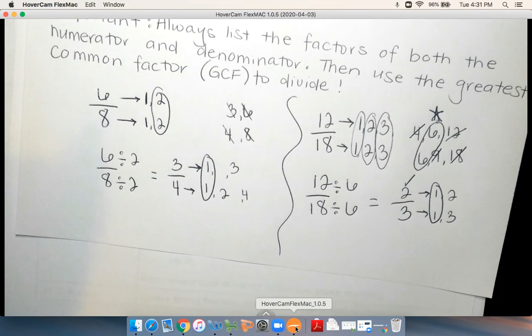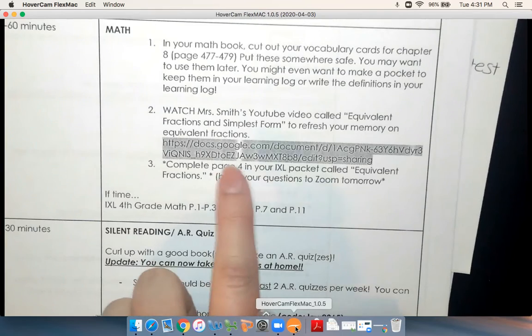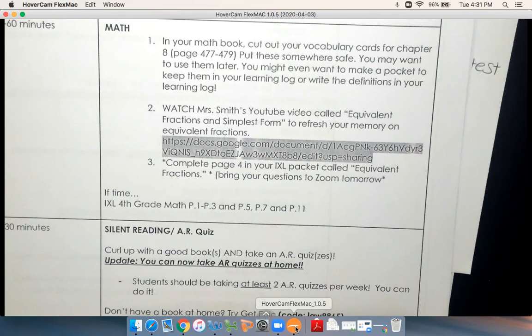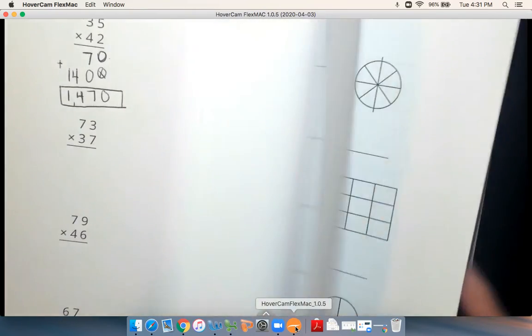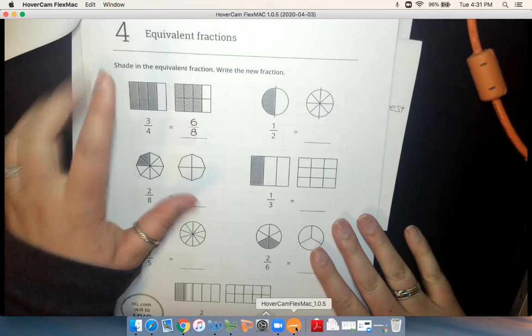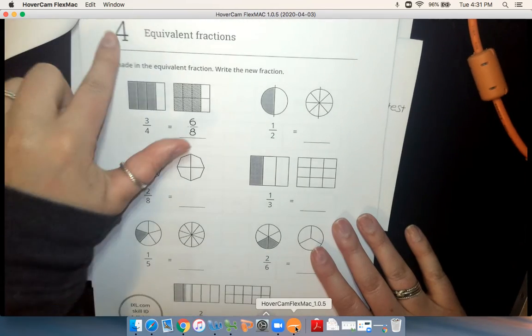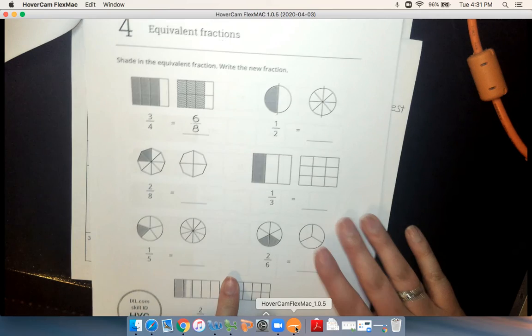Okay, your job now is to go on your IXL packet and do page 4 called equivalent fractions. It looks like this. So you'll want to find this page in your IXL packet, the same one as yesterday. Find page 4 and complete equivalent fractions.